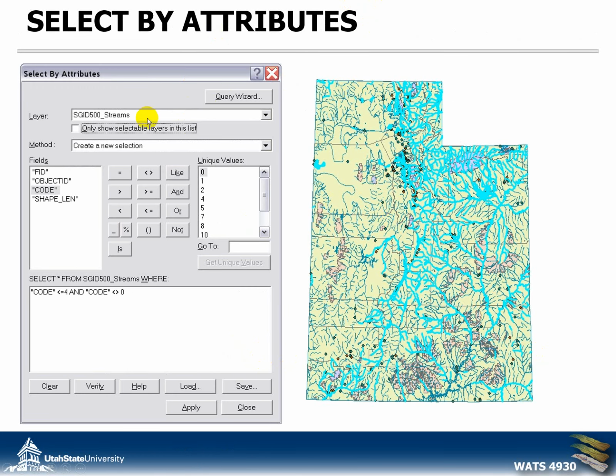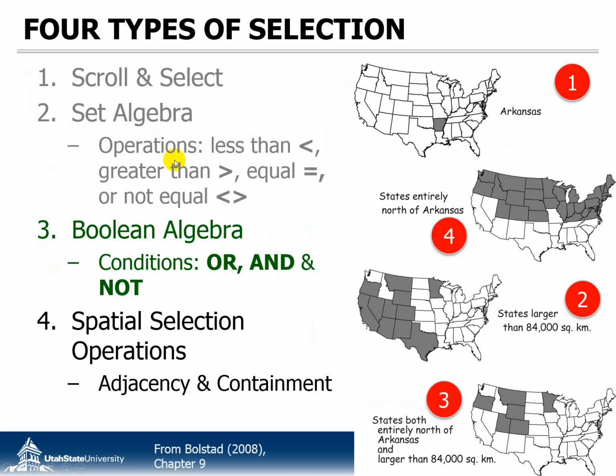In the select by attributes dialog box, what you tend to do is choose the layer that you want to make your selection from, the method, and then choose the field that you're going to base this selection on. So I may base this on the code. What this query is, if I double click, I'd hit code, where code is less than or equal to 4 and code is not 0. I'd run that query, and this is what it returns in that particular example. So that's an example of set algebra.